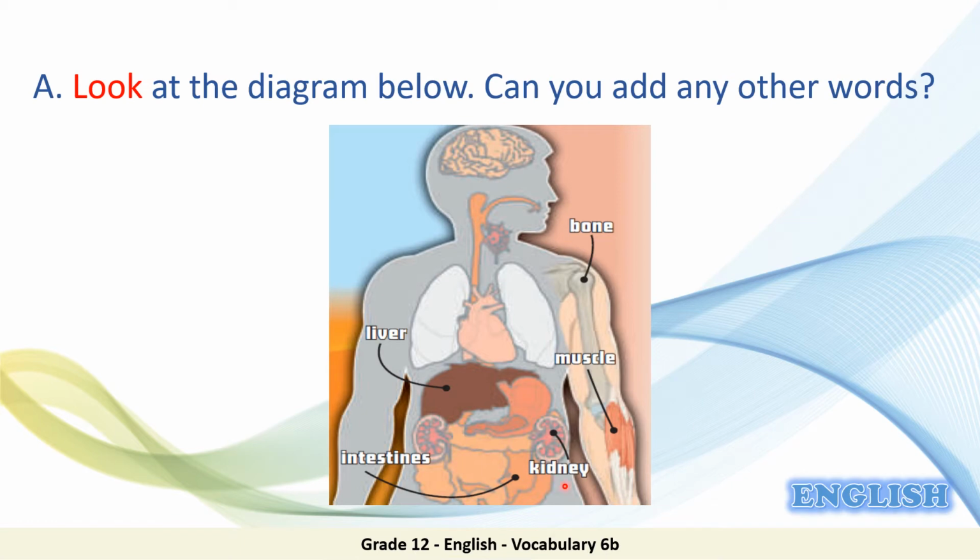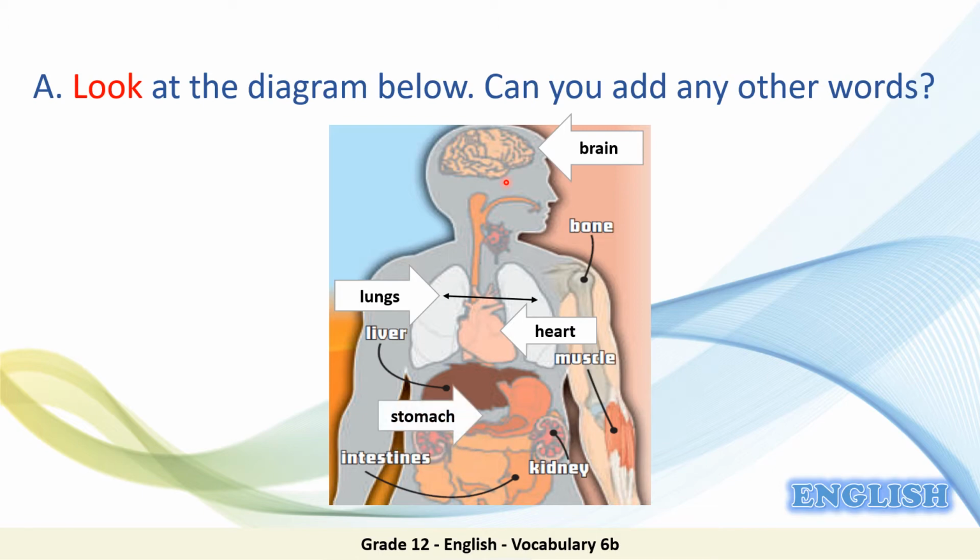Now think about other words. As you see in the diagram, look carefully and think about other words of these parts. Now let's see. Brain. This is the brain. Okay, what else? Excellent. We have lungs. Next. Yes, good work. Heart. This is the heart. Finally, we have stomach. This is the stomach.